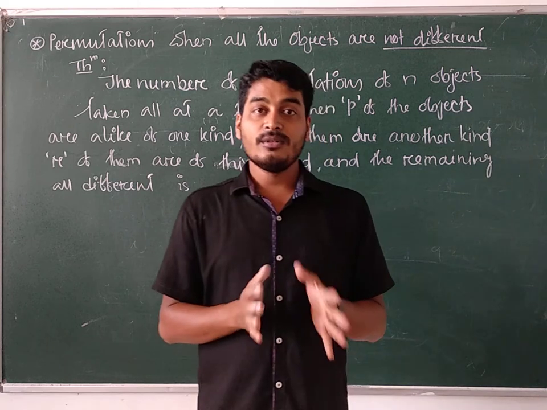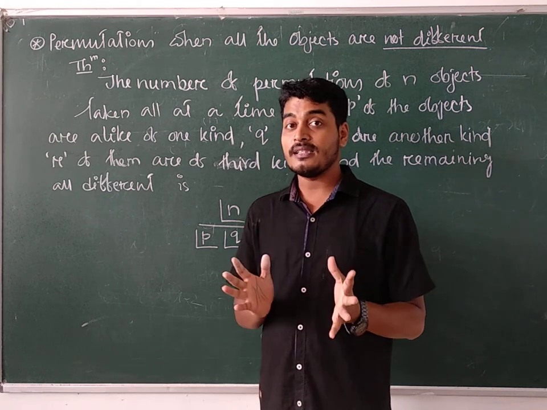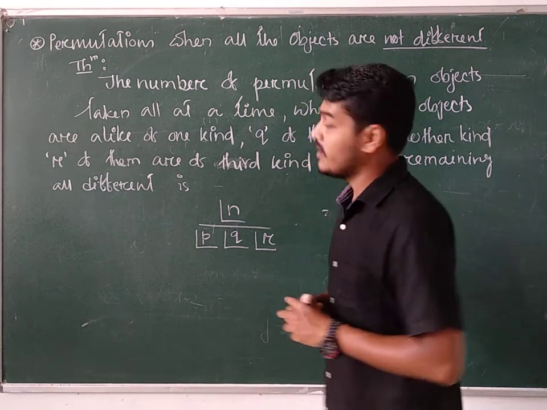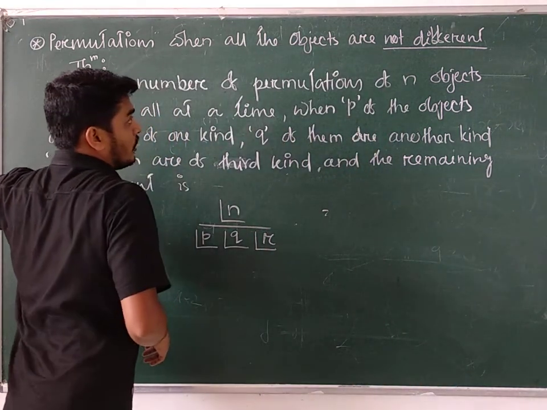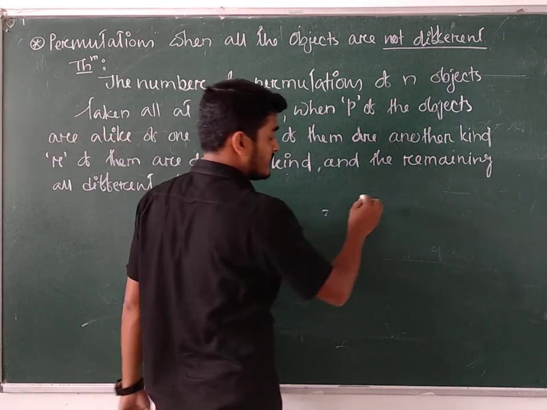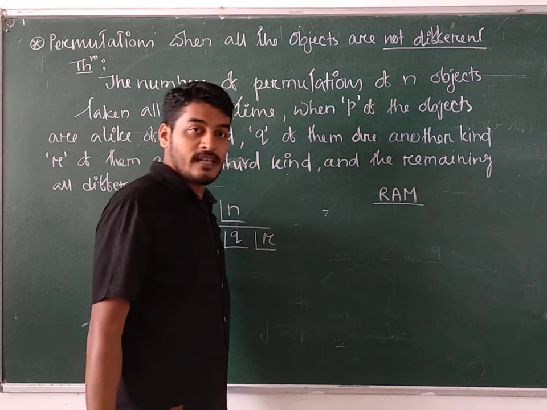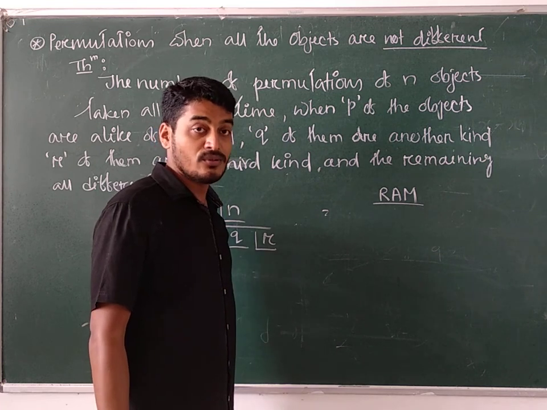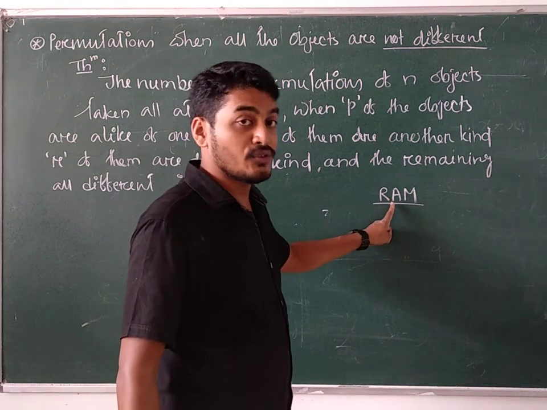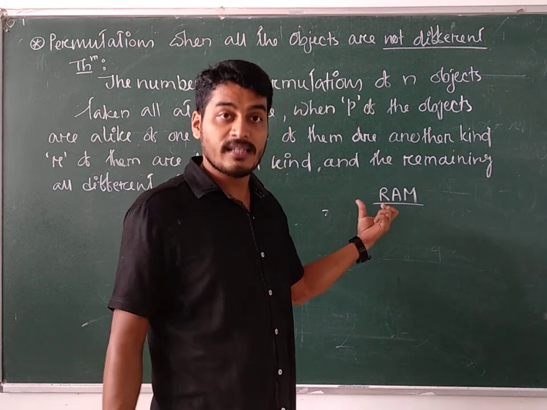But here, we are going to discuss another point of permutation where the objects may not be different. That means permutation when all the objects are not different. In the previous lectures, you have come to know that when all the objects are distinct, suppose round: how many new words can be formed from the letters of the word round? How many objects are there? 3: R, A and M. To have a new word, you have to arrange them among themselves.